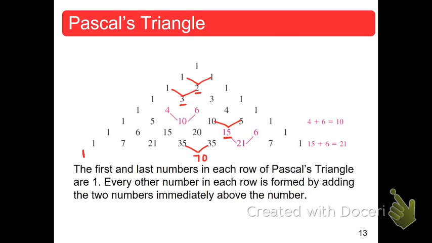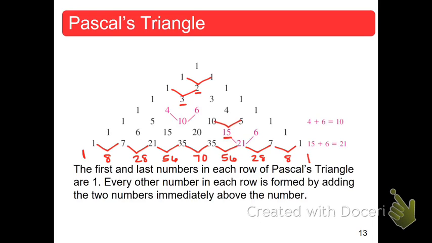So we know it's going to be a 1 on the outside, and 1 plus 7 is 8, and 7 plus 21 is 28, and 21 plus 35 is 56, and we already said 35 and 35 is 70, and then 35 and 21 is 56, 21 and 7 is 28, and 7 and 1 is 8, and it always ends in a 1.